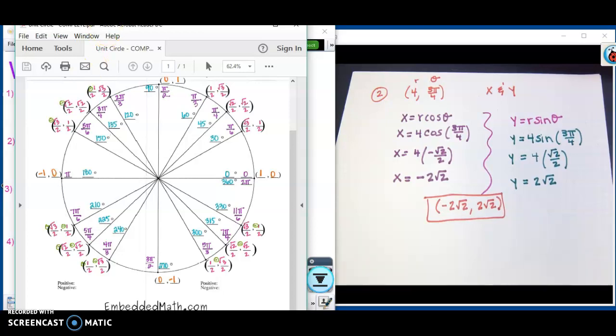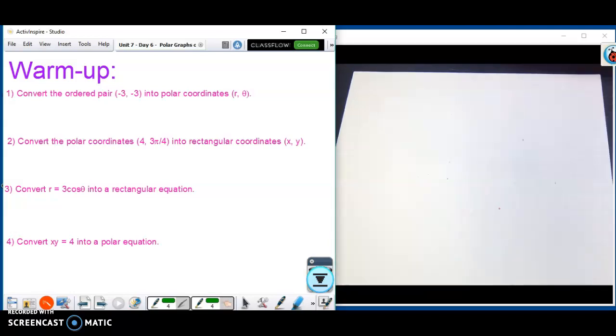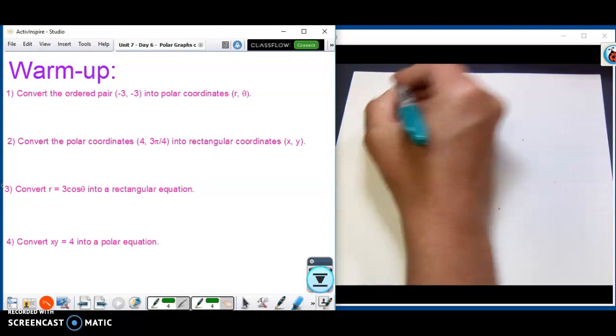Alright, for number 3 and 4, we're going to be looking at the equations, changing them from rectangular to polar. So take a look at number 3.